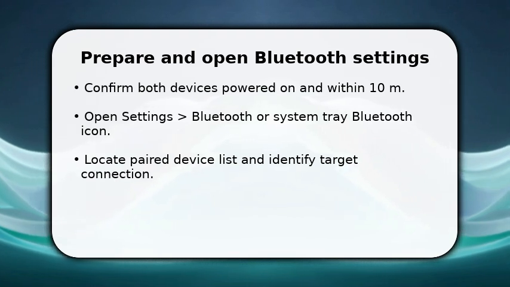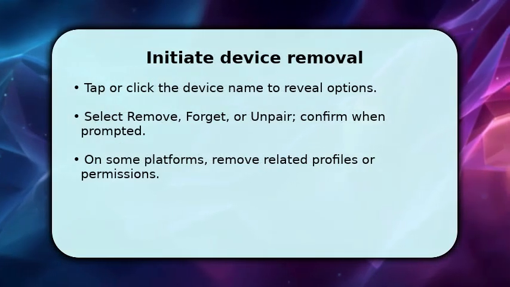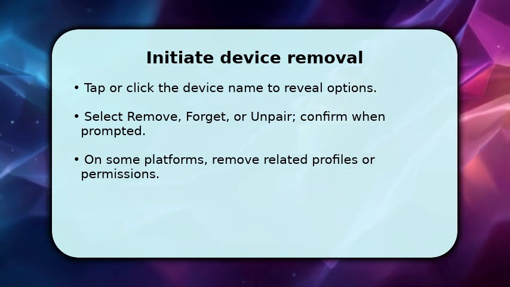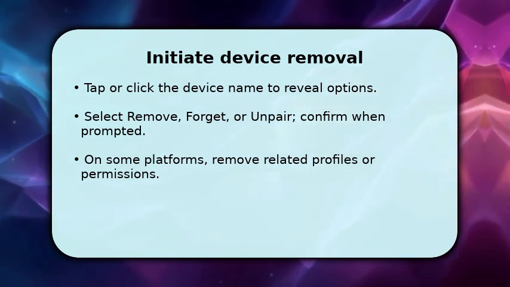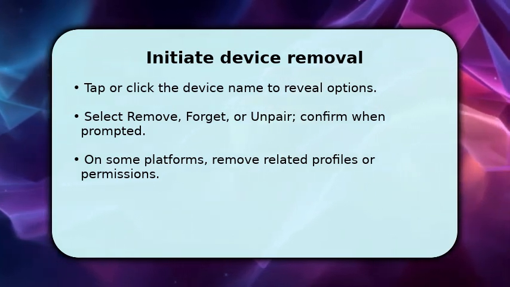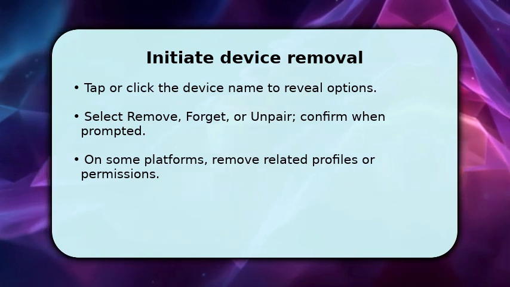Once you've selected the target device, tap or click it to reveal its options. Many systems show a gear icon, 3 dots, or an info button. Choose Remove, Forget, or Unpair and accept the confirmation dialog. This severs the stored bonding keys so the devices won't auto-reconnect.